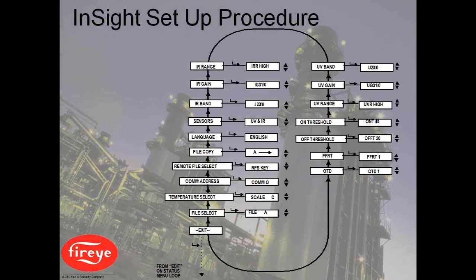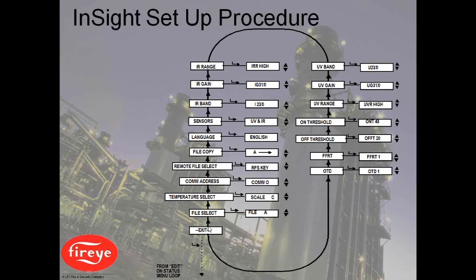So that's the auto-tune function. On an InSight type scanner, you also can go into the edit mode and go through all these selections manually.